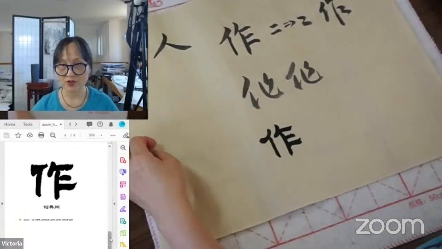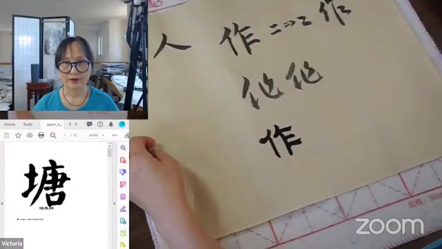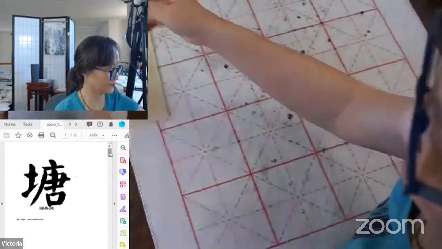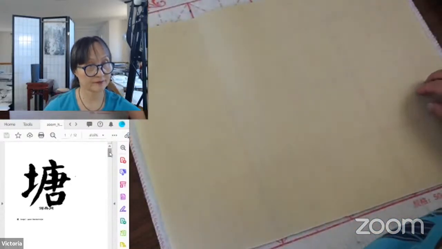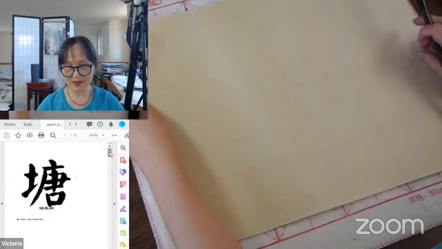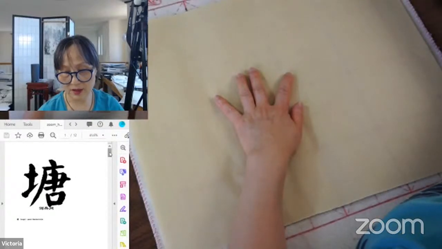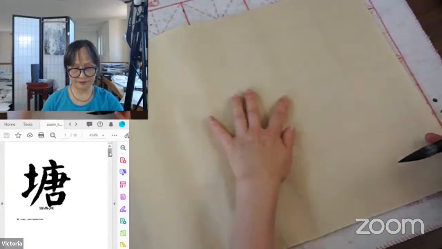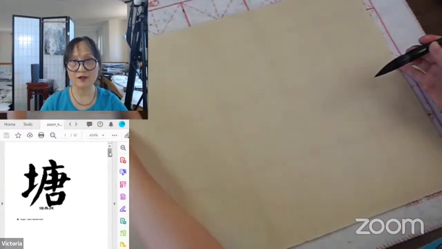Okay, and now we start to review. Last class we learned the characters, and I'm just going to put them in line in four styles. If you need, you can look at the handout, okay? Should I do vertical or horizontal? What about vertical first? First, lotus, right?